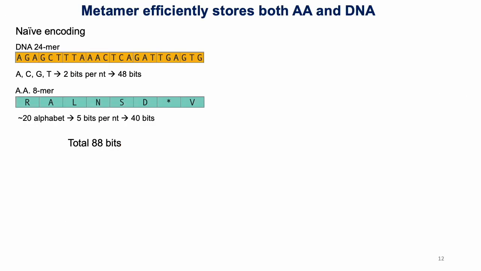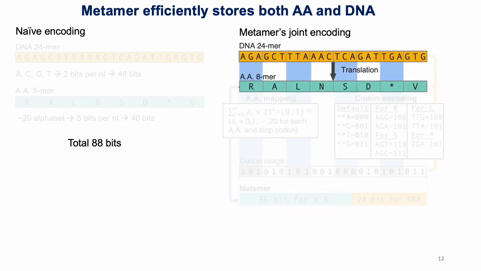Then let's talk about implementation details. To efficiently store both amino acid and DNA sequences, we first designed Metamer. Naive encoding for a DNA 24-mer and amino acid 8-mer requires 84 bits at least, but Metamer uses 60 bits in total. Let me show how it works.